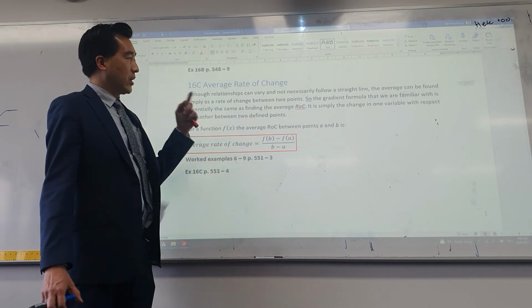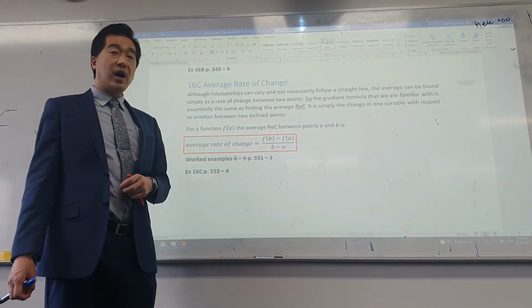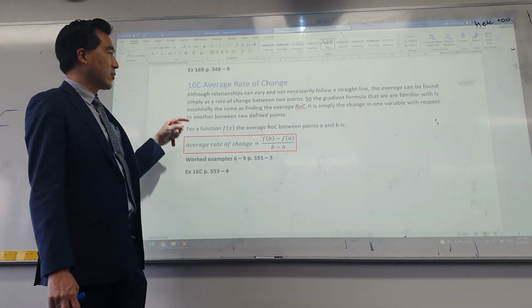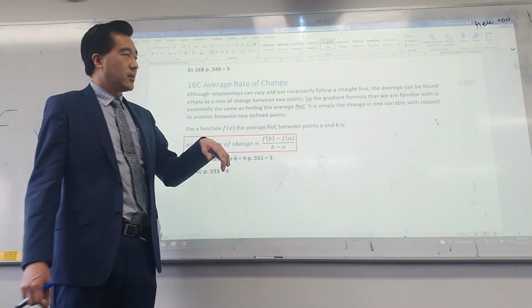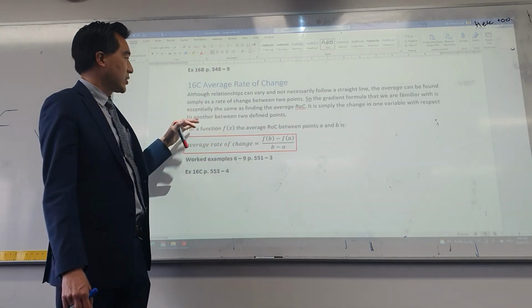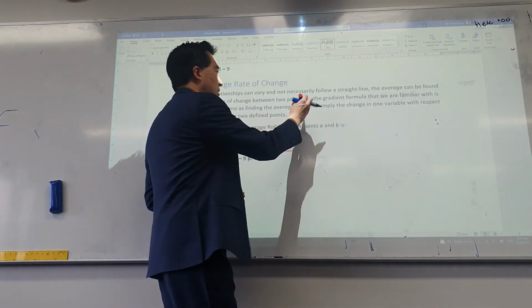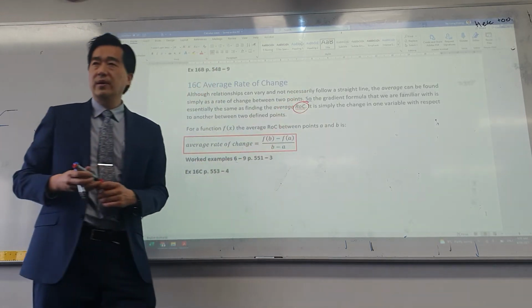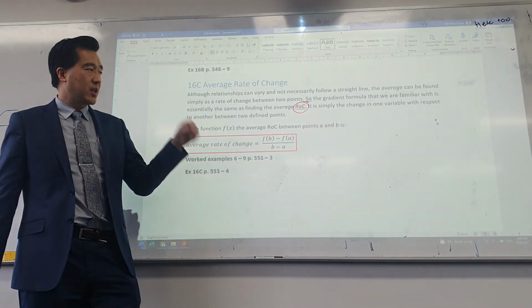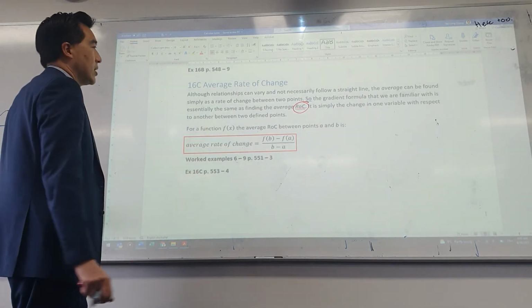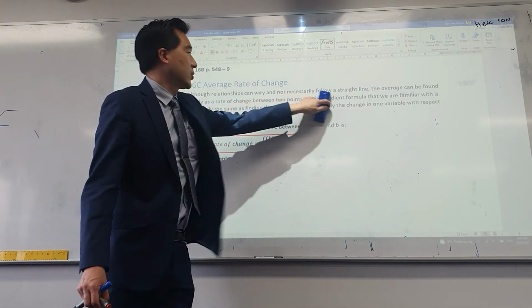Although relationships can vary and not necessarily follow a straight line, the average can be found simply as a rate of change between 2 points. So the gradient formula that we're familiar with is essentially the same as finding the average rate of change. Right? I'll use this shorthand a lot, okay? And it's also used in year 12. Whenever you see capital R, O, capital C, it means rate of change. Right? Simply the change of one variable with respect to another between 2 points.